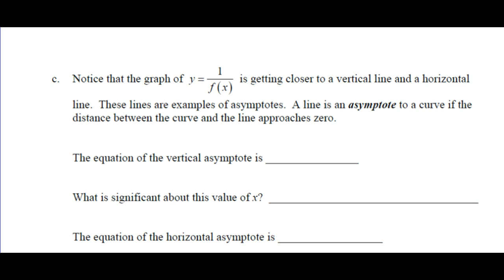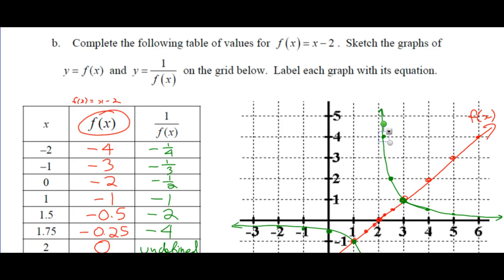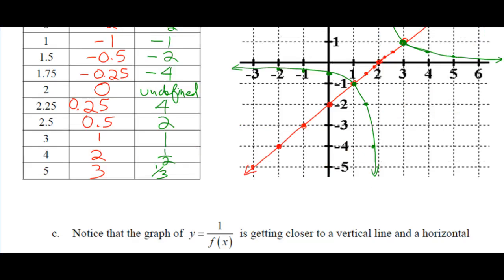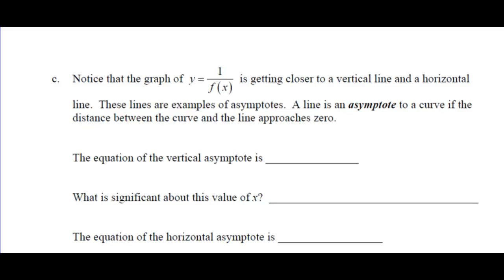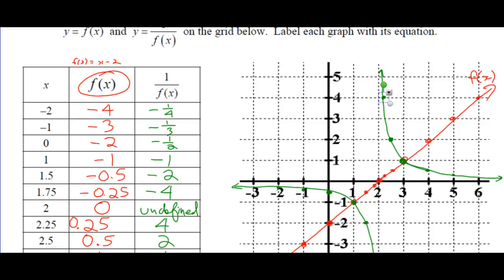Okay, notice that the graph of y equals 1 over f of x is getting closer to a vertical line and a horizontal line. A horizontal line, a vertical line. Bless you. These lines are examples of asymptotes. Word for the day, asymptote. A line is an asymptote to a curve if the distance between the curve and the line approaches 0. Note, approaches 0, can't be 0, right? So you can never hit that line, right? We can never get here, right?